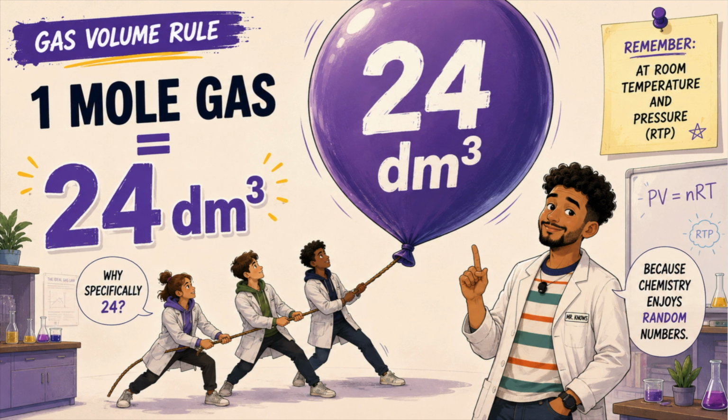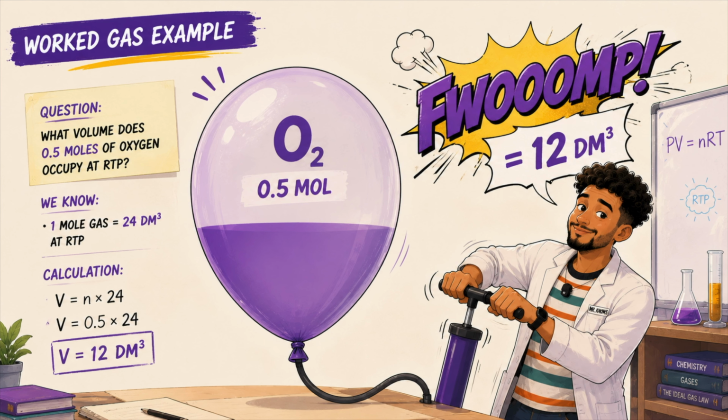For gases at room temperature and pressure, 1 mole of any gas occupies 24 cubic decimeters. Memorize that number, 24. Hydrogen, oxygen, carbon dioxide, any gas, 1 mole equals 24 cubic decimeters. Let's try an example. What volume does 0.5 moles of oxygen occupy at room temperature and pressure? Use volume equals moles multiplied by 24. So 0.5 multiplied by 24 equals 12 cubic decimeters.